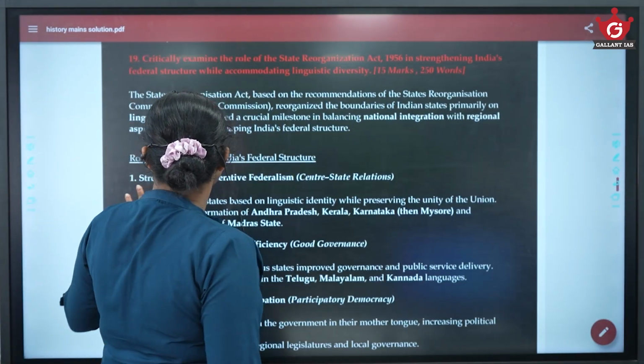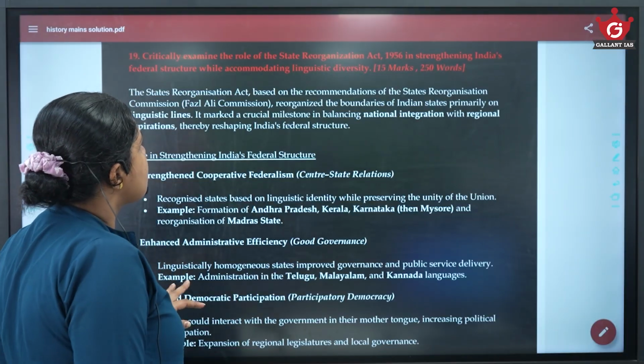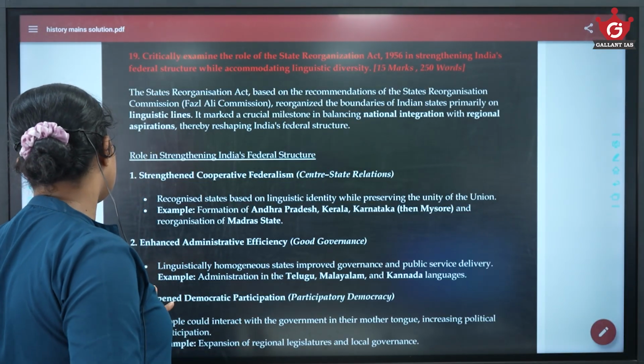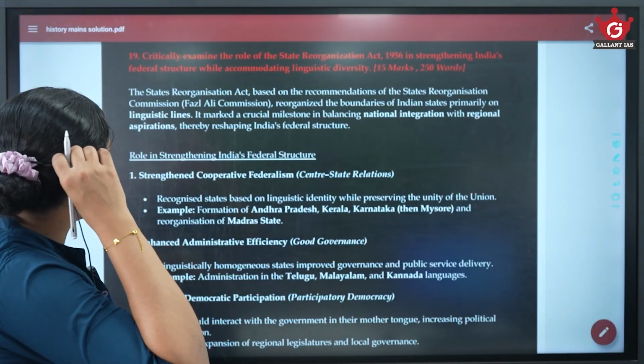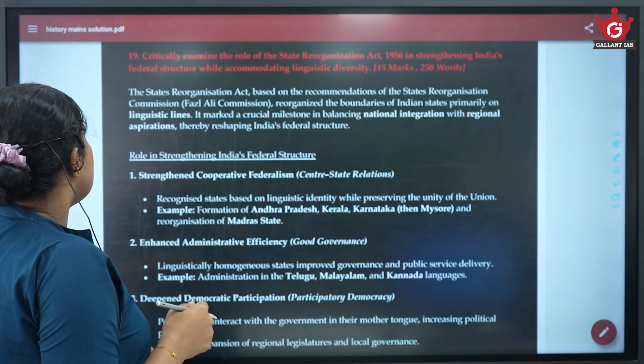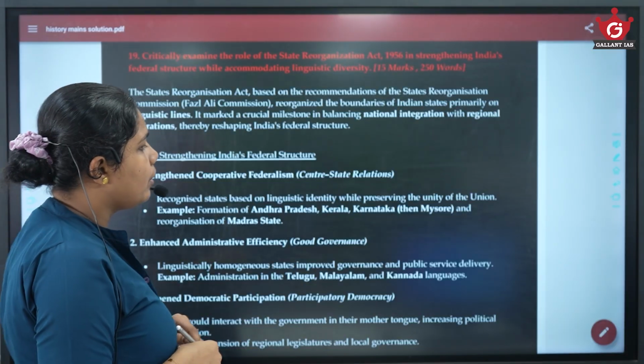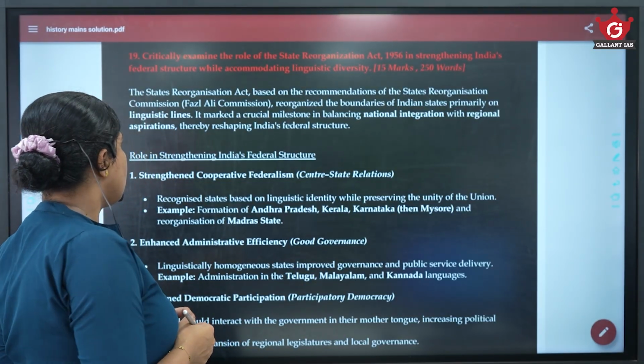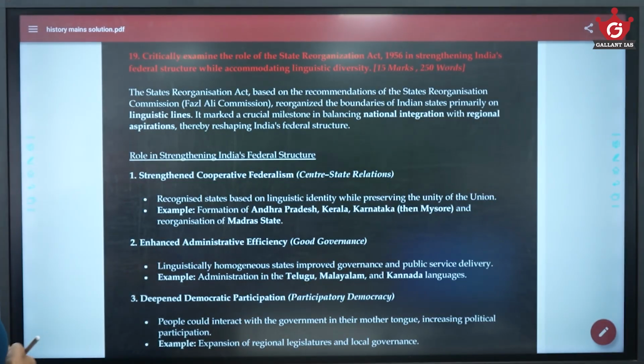Now we move to the next question. Critically examine the role of the States Reorganisation Act of 1956 in strengthening India's federal structure while accommodating linguistic diversity. Okay, so give introduction about the States Reorganisation Act. You should mention Fazal Ali Commission.